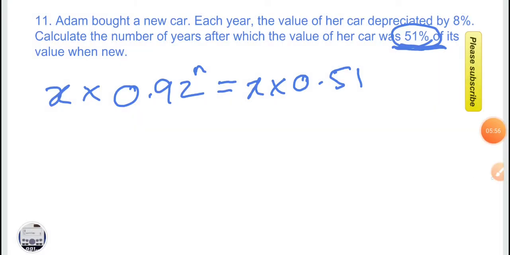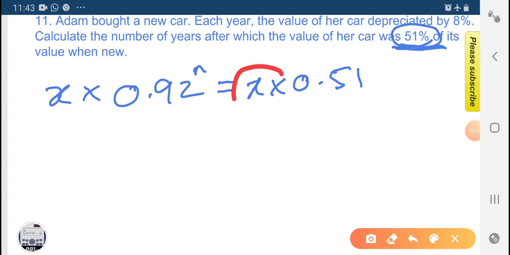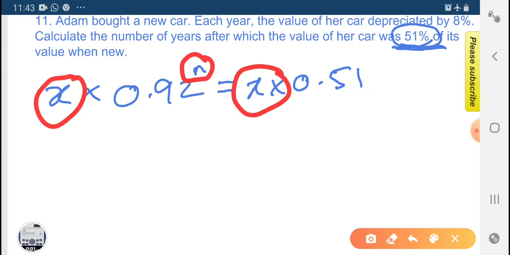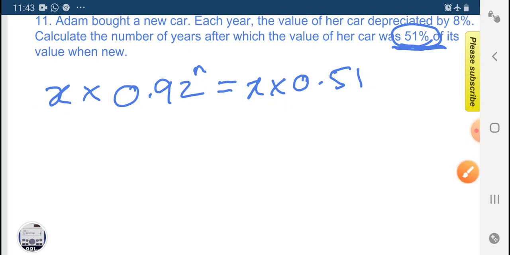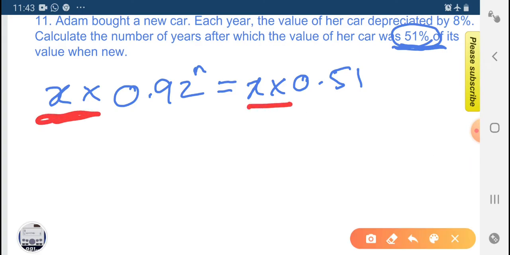So looking at it initially, it looks like there's a problem. We have two unknowns. We have an x here, which is unknown, and we have an n here, which is unknown. We can't really have two unknowns. But luckily, if you look here, we are doing times x here, and we're doing times x here. So luckily, this can cancel out with this.